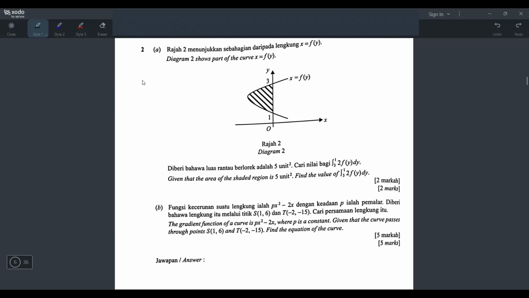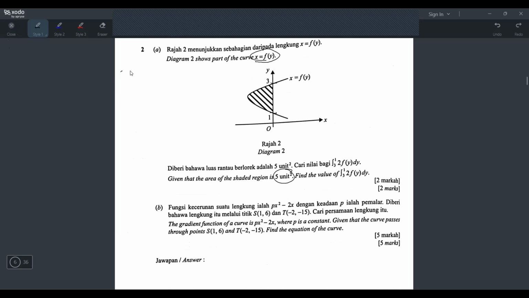Alright, let's continue. Number 2. Let's read. Diagram 2 shows part of curve x equals fy. So this is the curve equation, x equals fy. And these 2 points is the y-intercept, 1 and 3. Okay. So I think this is an integration question.